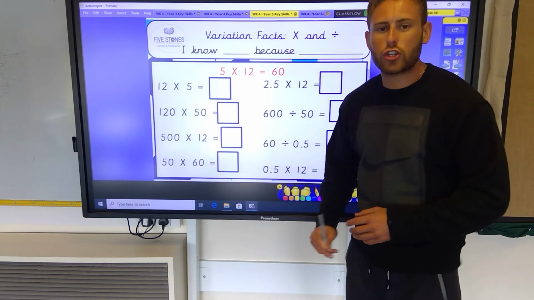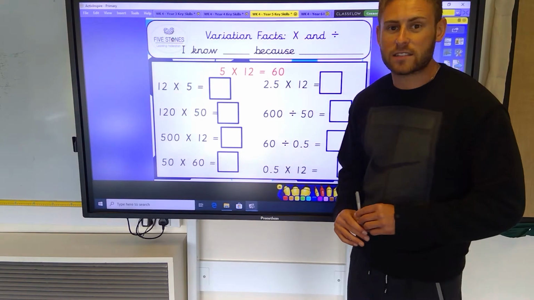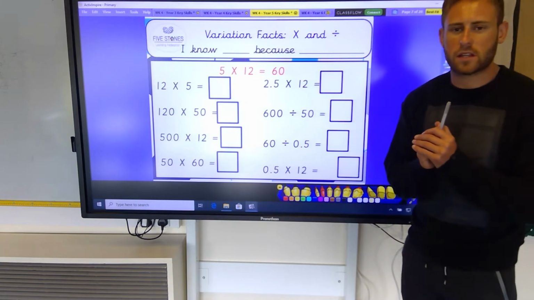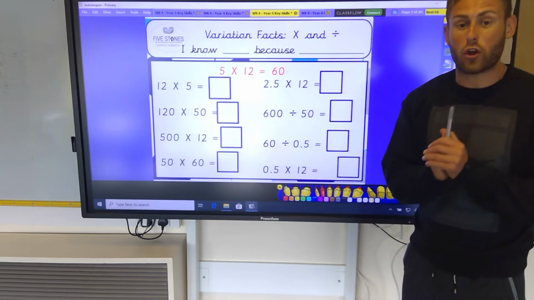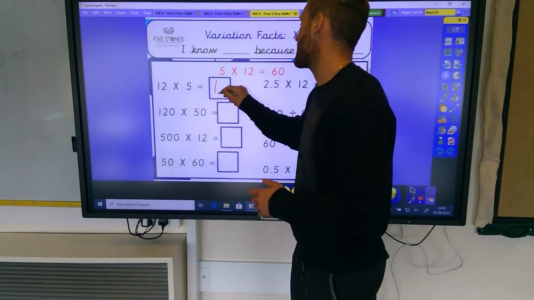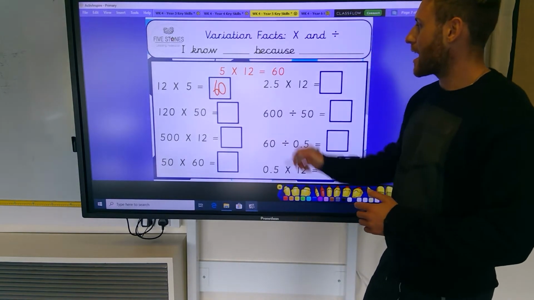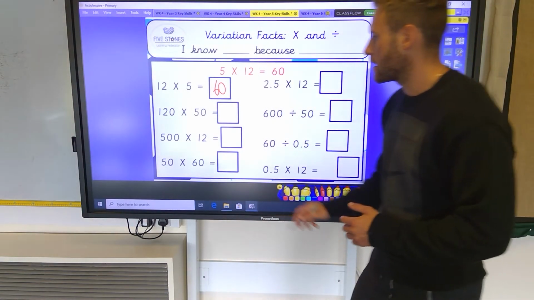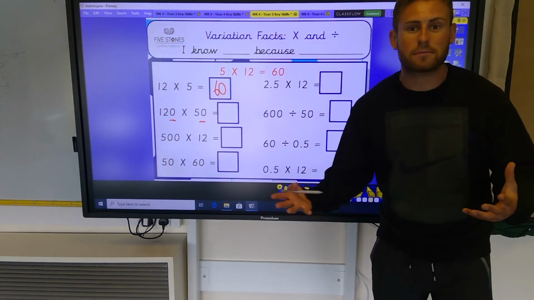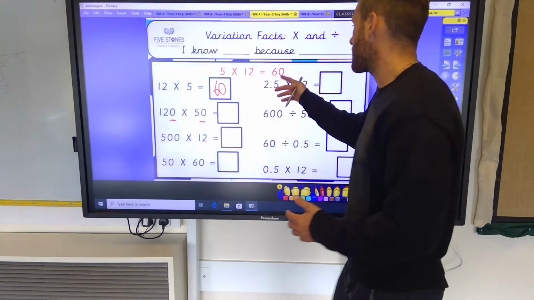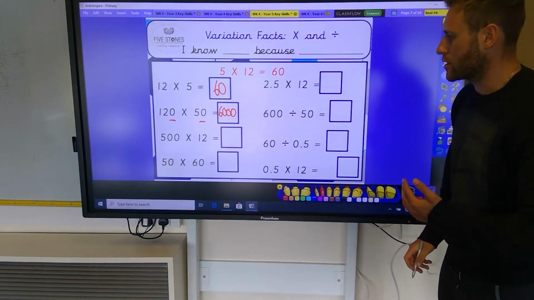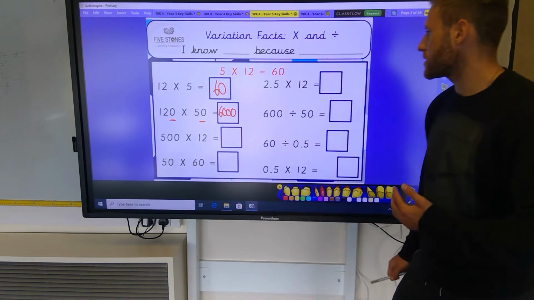Now, you should hopefully know some of these facts, if not all of them, from this fact here. When you're thinking about relationships, use what we know to help us figure out what we're not as quick at knowing. Okay, so 12 times 5 is, yes, 60. 120 times 50, what's happened? This has increased by 10 times, this has increased by 10 times. 10 times 10 times is 100 times, meaning that this will increase by 100 times, giving us the value of 6,000.